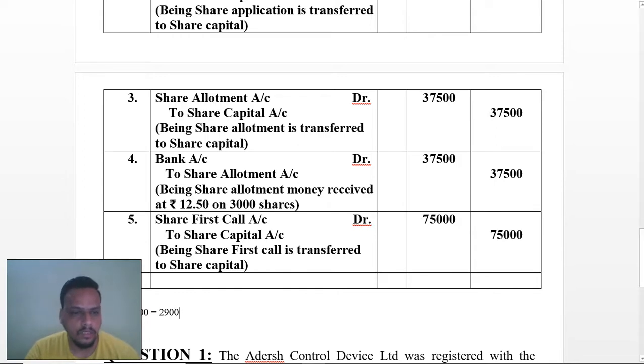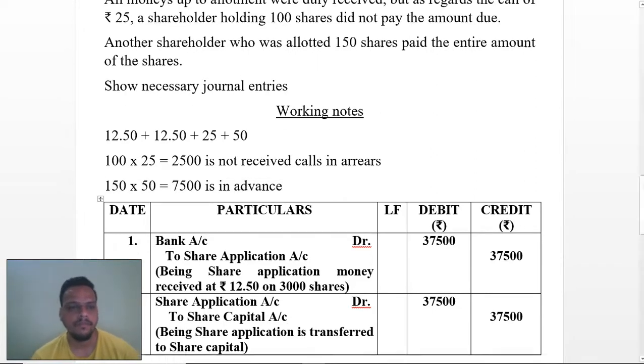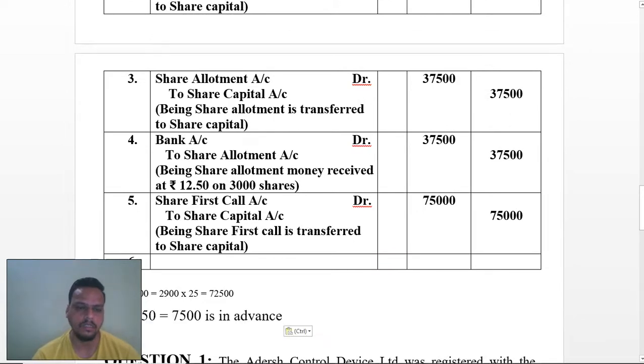The amount which you are receiving for 2900 shares, multiplied by 25, is about 72,500 rupees. Okay, this much amount you will be receiving for 2900 shares. Out of that we have written here also 50 rupees on 150 shares were received as an advance. So I am copying that and continuing here only, control V.